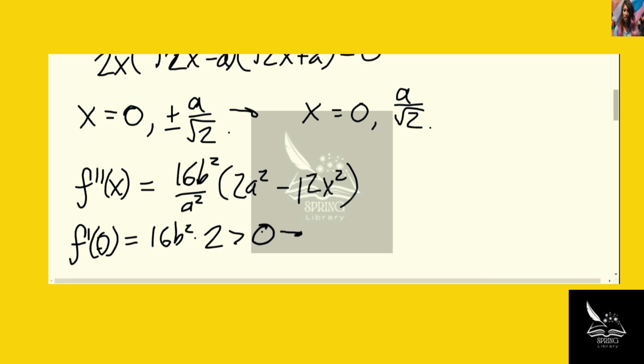So it follows that f has a local minimum at x equals 0. Now let's look at our other critical value.